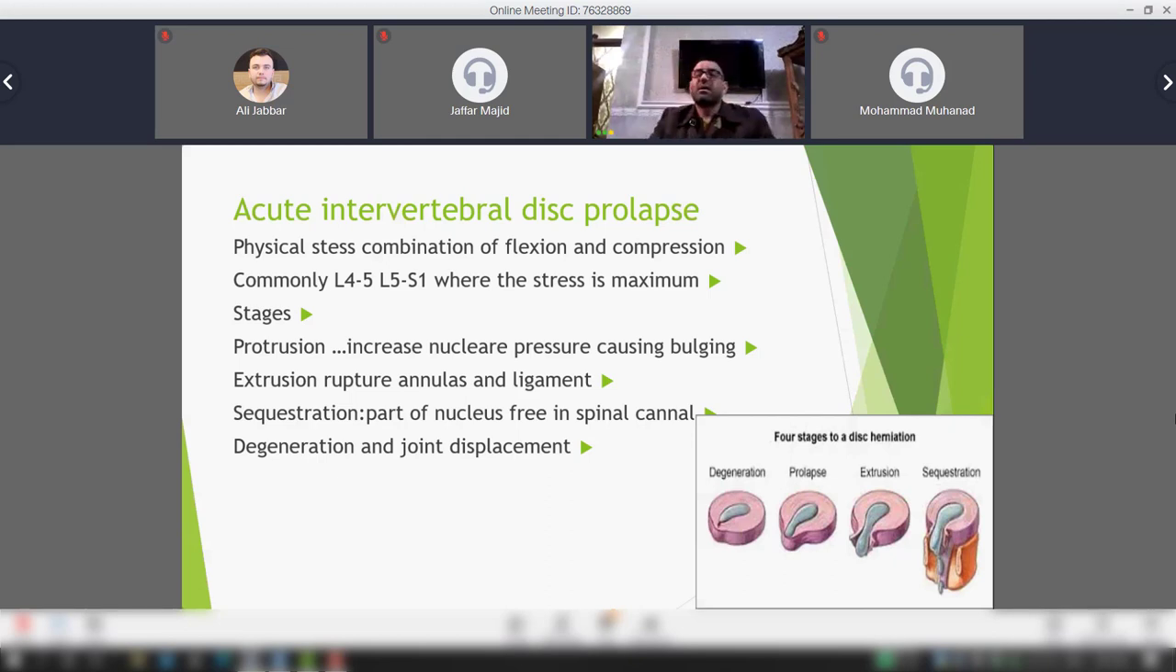It is because of this position, flexion and compression, increasing nuclear pressure. You know that there is the annulus fibrosus and inside it is the nucleus pulposus. These two structures, the nucleus pulposus moves with the disc; when there is flexion or extension, the nucleus pulposus moves. Sometimes because of severe pressure and increased nuclear pressure, it may result in rupture of this nucleus pulposus and going out of the annulus, causing what we call the disc prolapse.